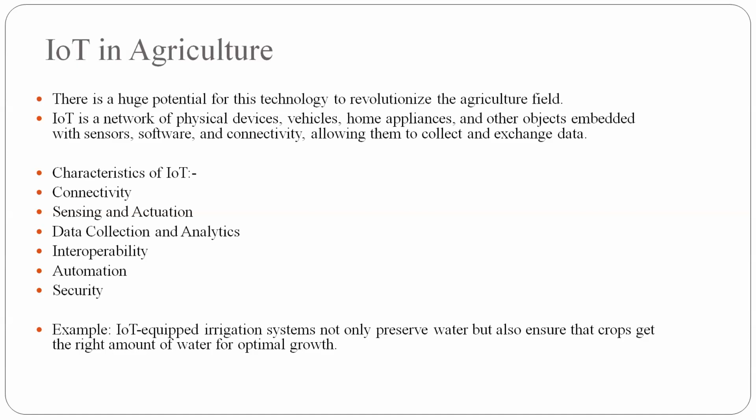Then automation. IoT devices can perform automatic tasks. For example, an IoT device can help turn the water pump off when the tank is full, or when it is not full, turn it on to fill up the tank. That is an automation example. Then we come to security. Security is one of the most important factors in IoT; devices must be secure to prevent unauthorized access and protect users' privacy. One example from IoT in agriculture is that an IoT equipped irrigation system not only preserves water, but also supplies the crop the right amount of water for improved crop yields and improved soil fertility.